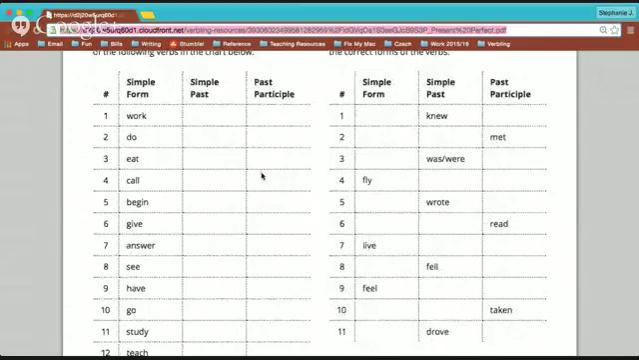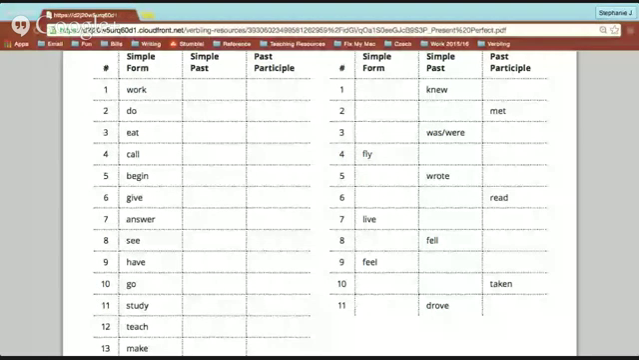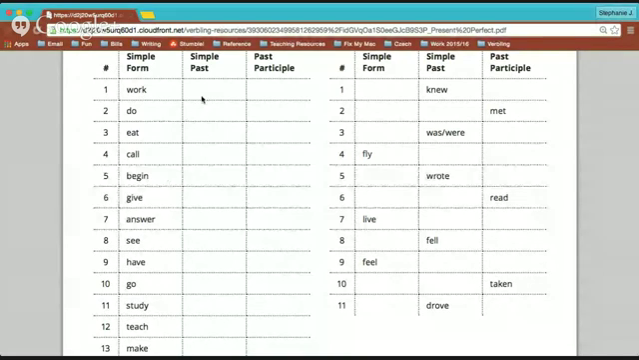For the verb work, here it is, and it is worked. What is the past participle? Yes, very good. Worked, worked. Work is a regular verb, so the ed is the simple past and the past participle. Excellent. How about do? Did and done. Very good. Excellent.